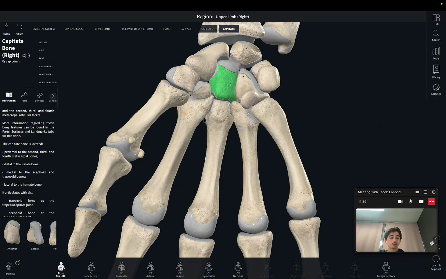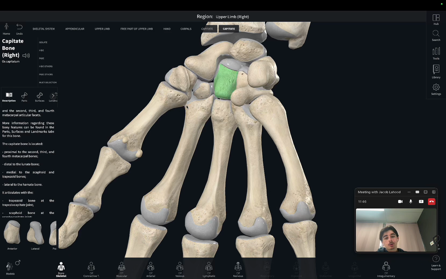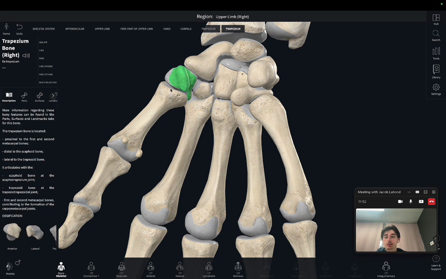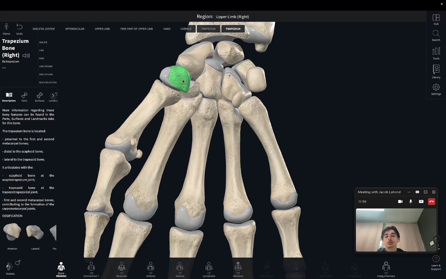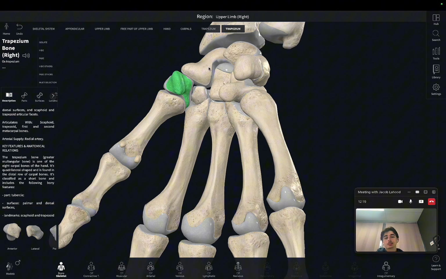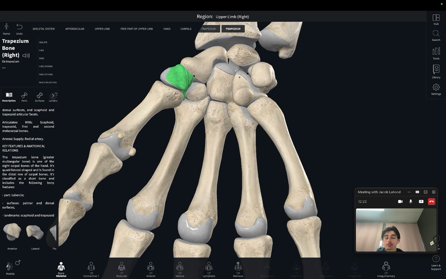The capitate bone is just in the central, and it helps increase the joint congruency of the wrist. The bone right next to that is the trapezoid bone, and right next to that is the trapezium bone. So the trapezoid bone is most medially, and the trapezium bone is the most lateral bone. We can see that, like the scaphoid, the trapezium bone also has this tuberosity at the top to help with muscle attachment and attachment of the flexor retinaculum, which we will cover in the next video.